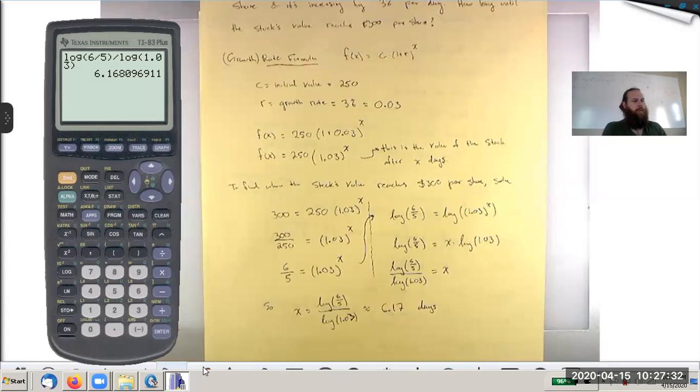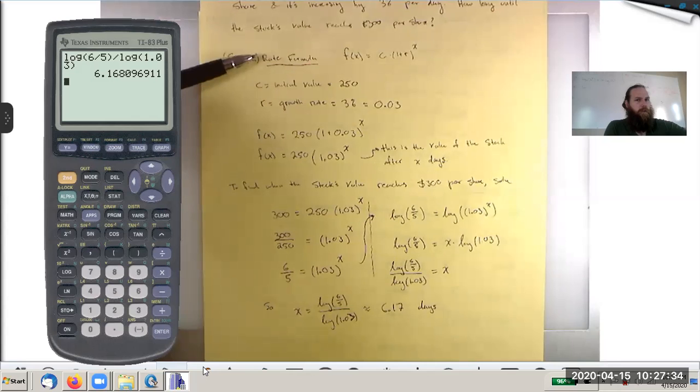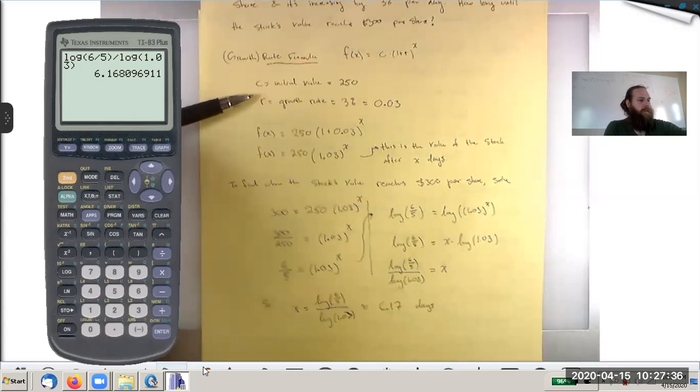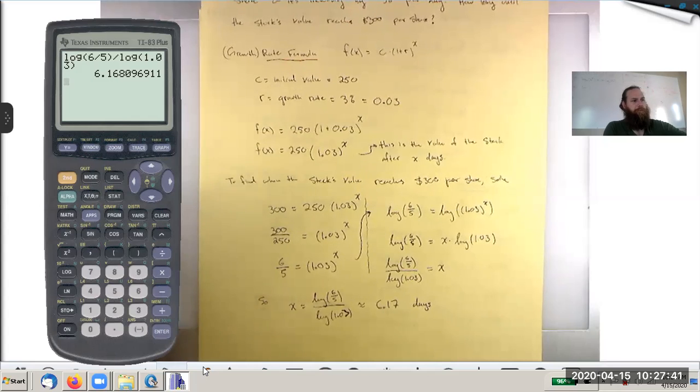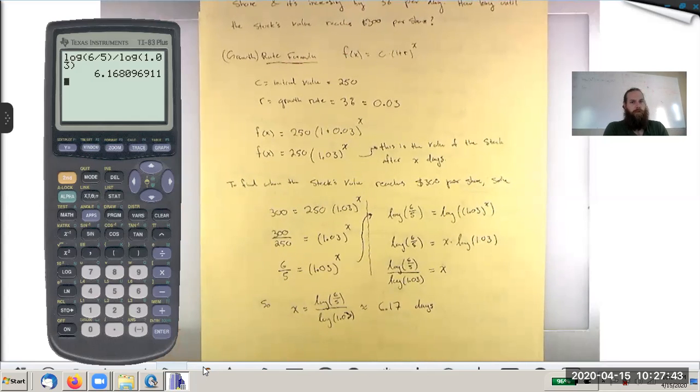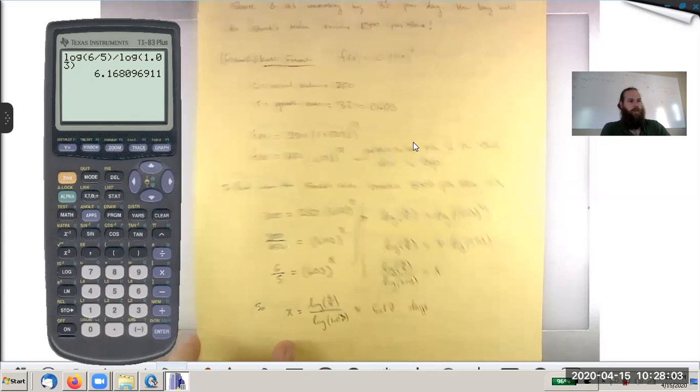Any questions, though, about how we knew to use this formula, how we knew to plug these things in, or where this simplified form came from? Okay, then.